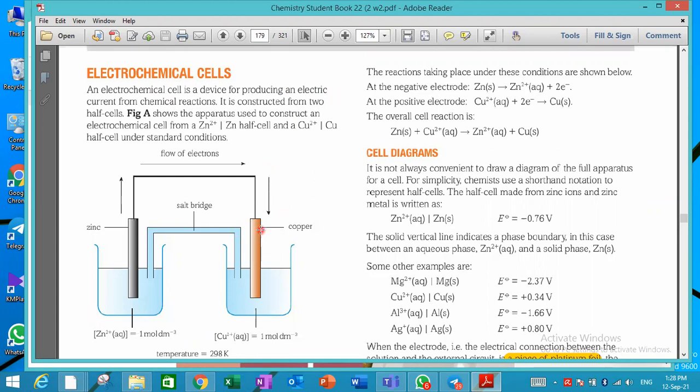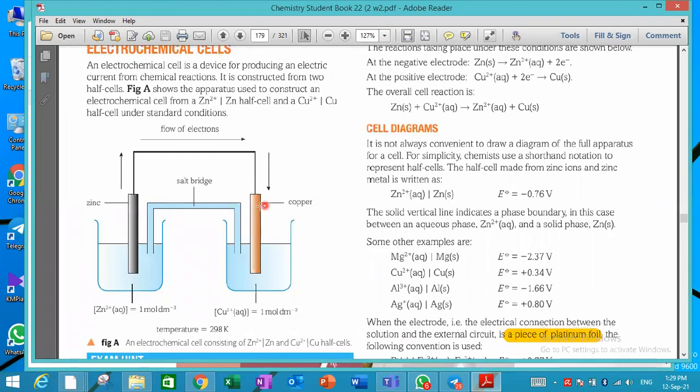Now, for example, if we get two half cells, like copper metal placed in a solution of its own ions, copper ions, 1 mole per decimeter cube, and we get a zinc metal and place it in a solution of its own ions, zinc ions 1 mole per decimeter cube, and we connect them by wires. And of course, we have to connect them by a salt bridge so that their solutions be connected and a closed circuit will be formed.